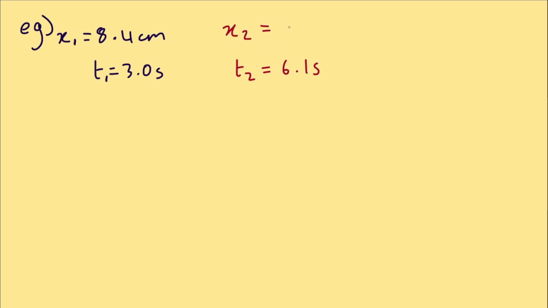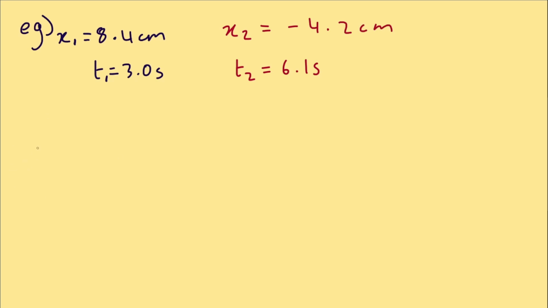Let's see this in action. Let's use an example. Let's say you have a rolling ball and your ball starts at 8.4 centimeters at time 3 seconds. So we'll label this as t1 and this as x1. At t2, which is 6.1 seconds, your ball has rolled all the way to negative 4.2 centimeters. What is the average velocity of your rolling ball?